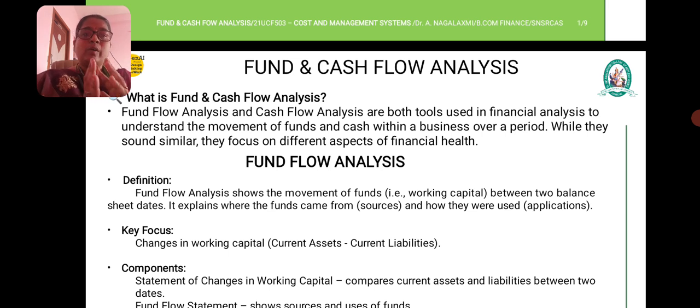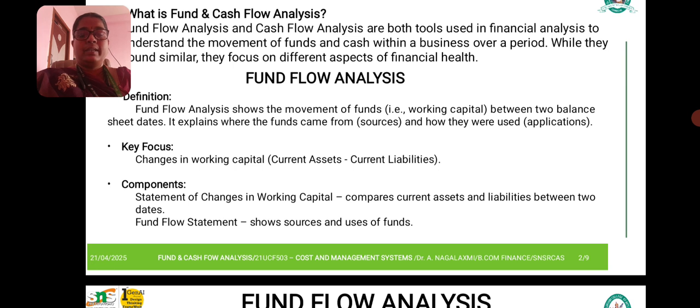So, this fund flow and cash flow analysis is used as a tool by the management to make the financial analysis. In what aspect? To understand the movement of funds and cash within a business over a period of time, say 1 year or say 6 months. In general, we think fund flow and cash flow are the same, but they are different. We can see the difference later. First, the definition of fund flow analysis.